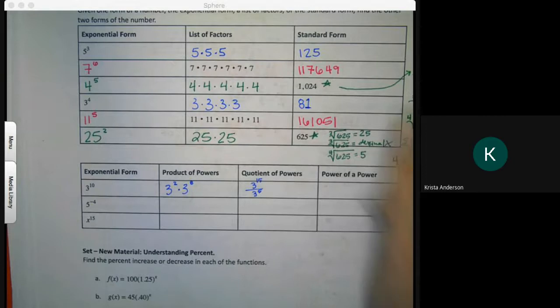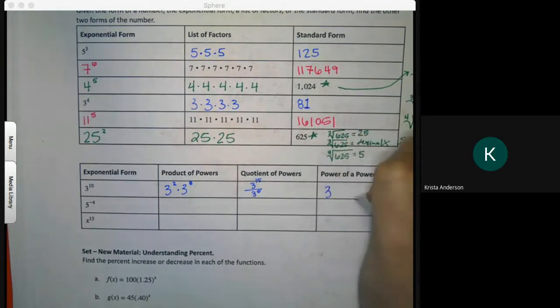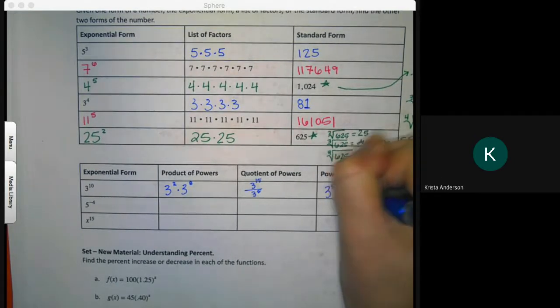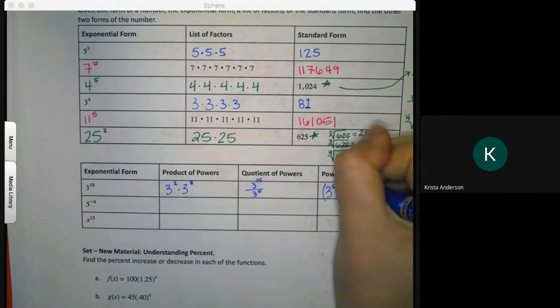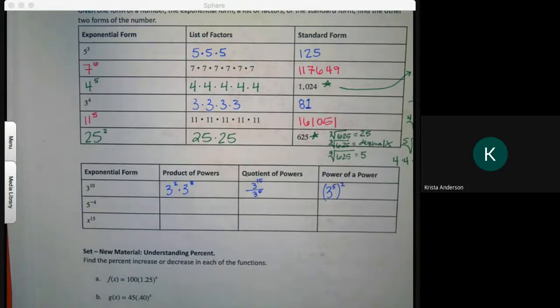Now the power rule, if I have 3 to the 5th, that means I would have to have a power of 2 because 5 times 2 is 10. The only other option for the power would be 1 and 10, because 10 doesn't have any other factors. Do you think you can do these 2? Yeah. All right, let's try them.